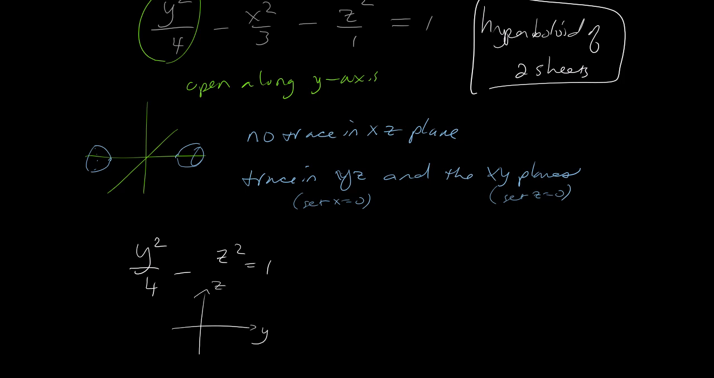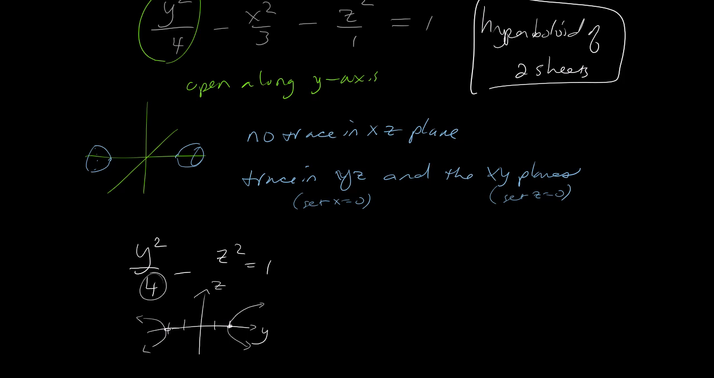We already know that. So I'm just going to draw the yz plane here. This 4 tells me that we are going to be 2 away from center, and then we are going to open in this direction. Now again, this is a sketch, guys. I'm not looking for anything insane. We just need to get an idea of what this thing is supposed to look like. So that's my trace in the yz plane.